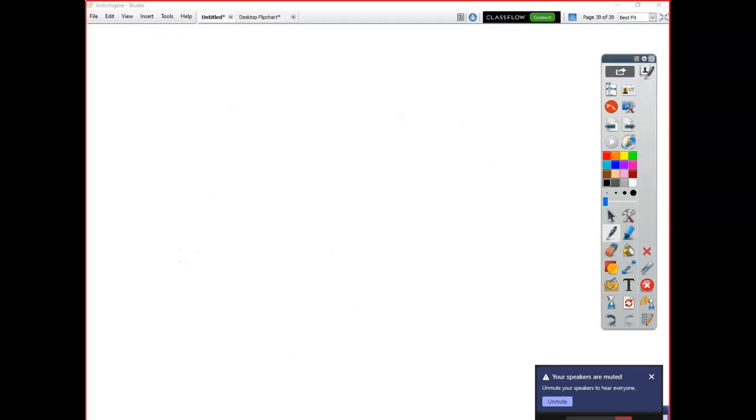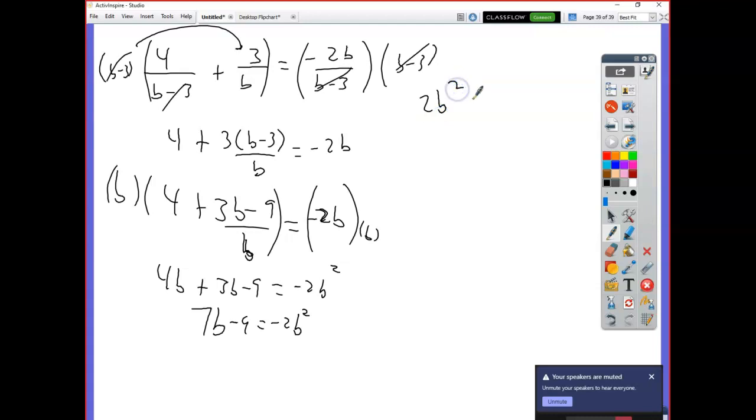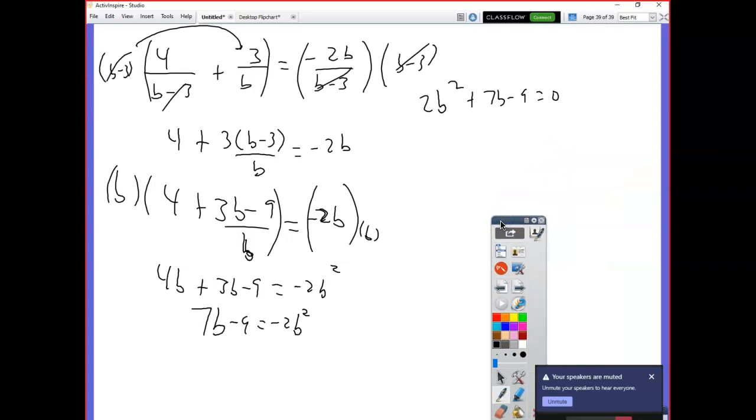All right, let's get it set equal to 0. So 2b squared plus 7b minus 9 equals 0. I'm going to do it over here. Factors of negative 18 that give me 7. 1 and 18, not so much. 2 and 9. Yes, because I need 1 to be negative, right? So that'd be negative 2. So I can do it this way.